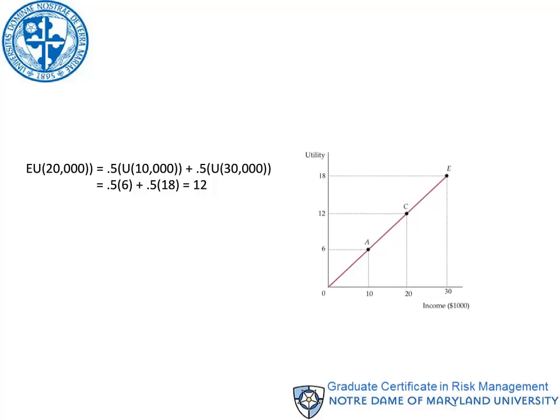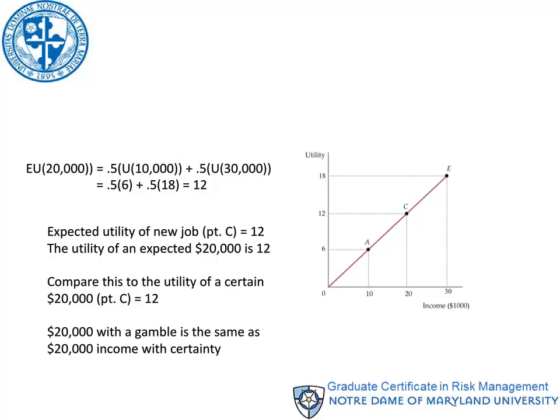The person depicted here has a constant marginal utility of income. Each dollar provides exactly the same utility as every other dollar. The expected income of the uncertain job opportunity is $20,000, as in each of the two previous cases. Its utility is now 12. This is exactly the same as the utility of $20,000 for certain. The two situations are identical in terms of utility. This person is risk neutral and indifferent between certain and uncertain events with the same expected income.